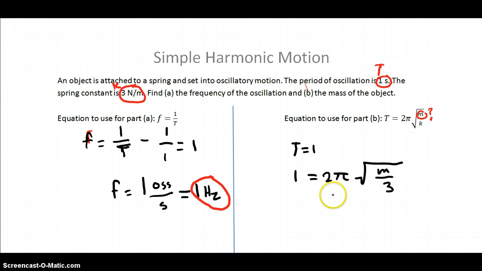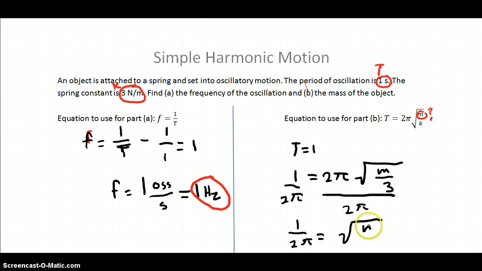In order to solve for this, the first thing we need to do is get rid of this 2 pi. So let's divide both sides by 2 pi. And we're left with 1 over 2 pi is equal to the square root of the mass divided by 3.